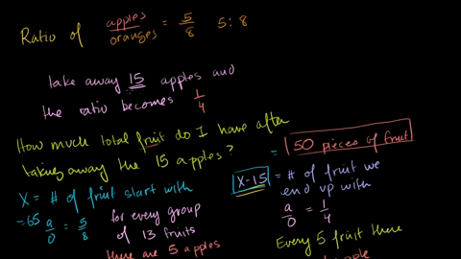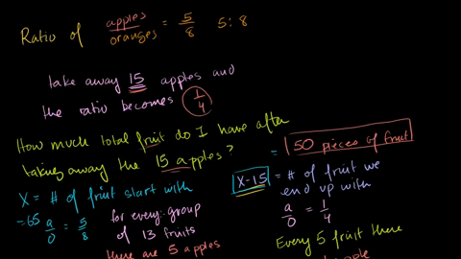And we take away 15 apples, and the ratio becomes 1 to 4. And then the question that we have to answer is how much total fruit do we have after taking away the 15 apples? And we figured out that it's 50 pieces of fruit. But let's see if we can do it a different way.